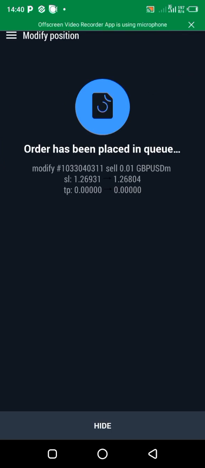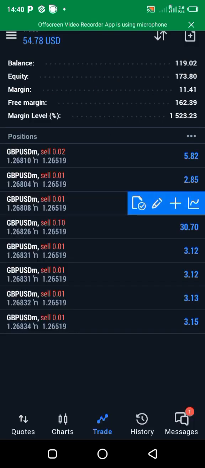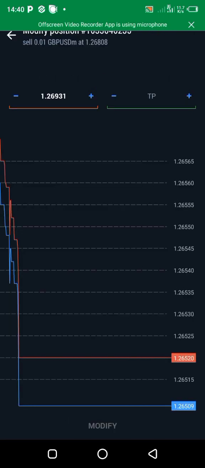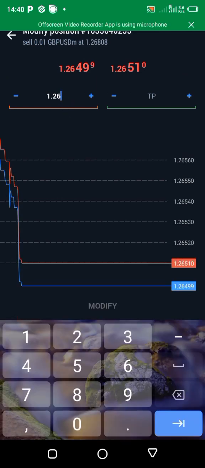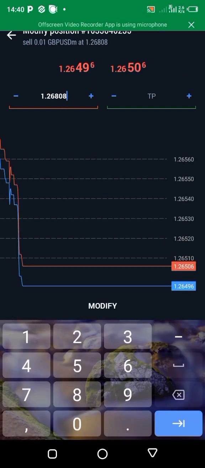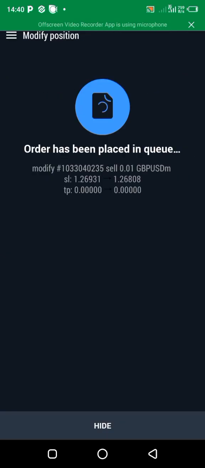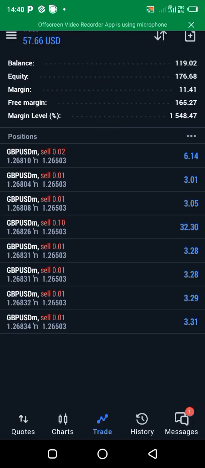Let me break even live. So I'm currently breaking even. And remember, guys, this is a live video. I'm breaking even at 1.268. So what I'm currently doing, I'm using the entry prices to break even. As you can see, the entry price of this is 1.26826. This is what I'll then use to break even.